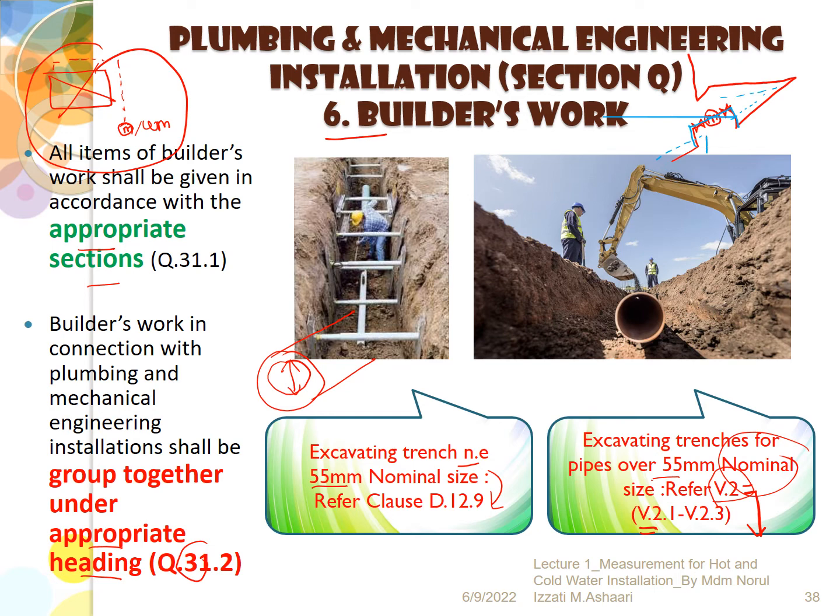Let's say the trench excavation is given, or you can see the detail, maybe the pipe outside the building must be laid inside the trench for 600 mm deep. So you should know that the depth here is 600 mm from the ground level. That means this one, the blue color, 1, 2, and 3 before going to the building, has to be measured under external work or under builder's work for the trench excavation. Logically, the trench excavation has to be referred to this particular clause under D.12.9, measured in meter.